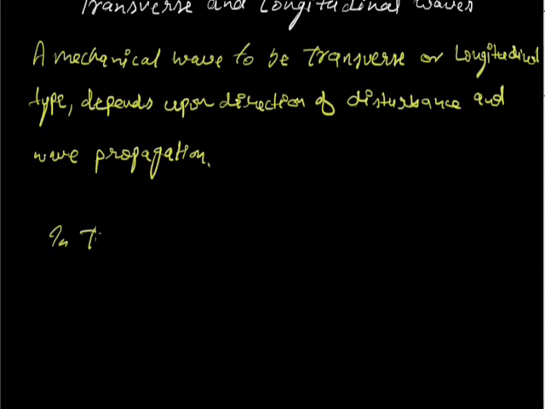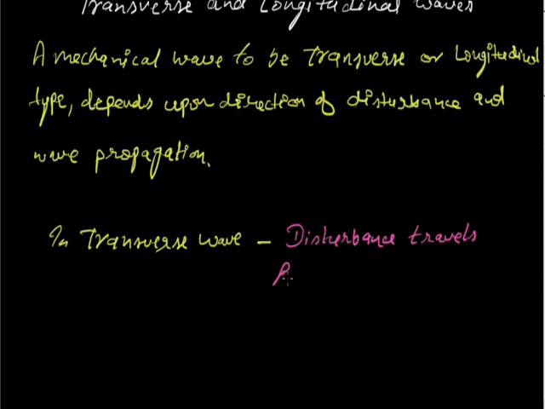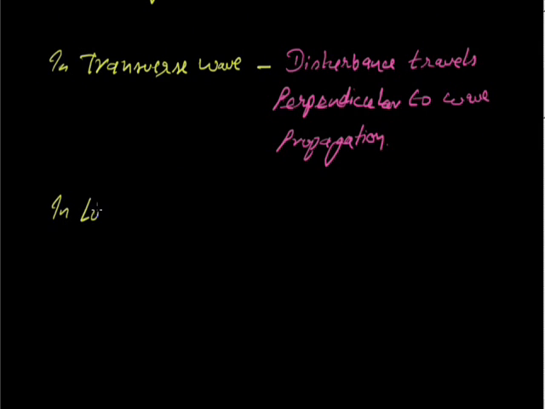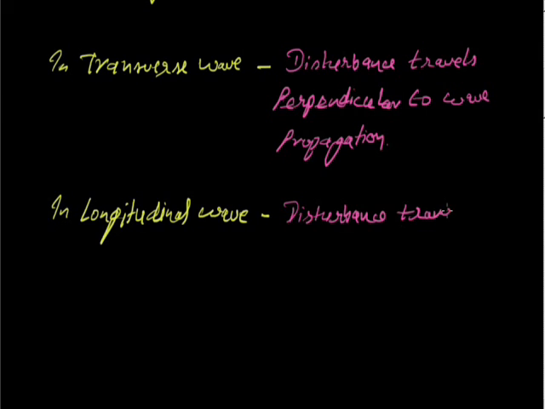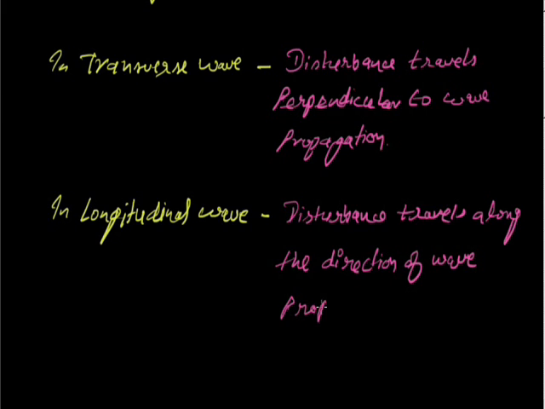It means in transverse waves, the disturbance travels perpendicular to the wave propagation, whereas in longitudinal waves, the disturbance travels along the direction of wave propagation.